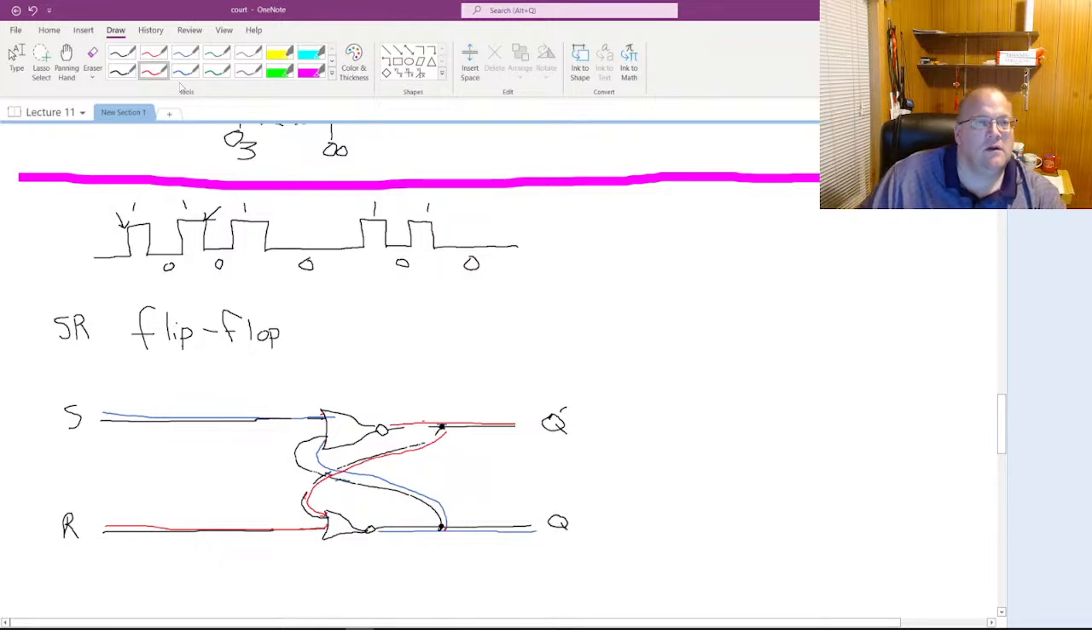Now, what happens if I have to have some kind of a clock in order to catch these? So I need to put a clock in here. So this is what's going to happen. The clock says to turn on when we want to sample S or R.